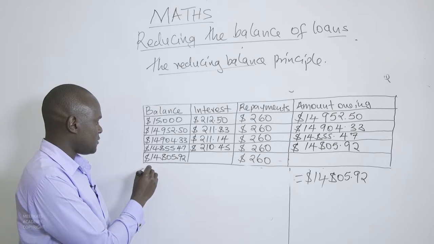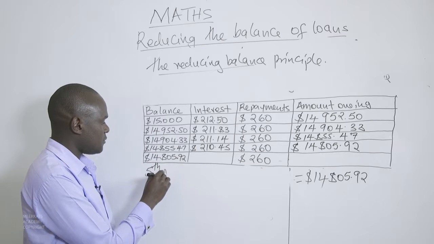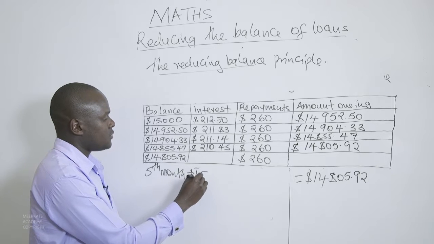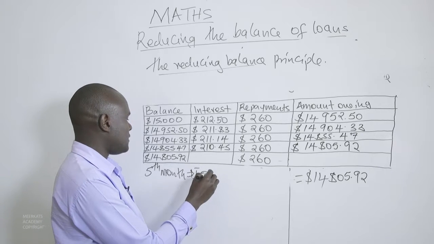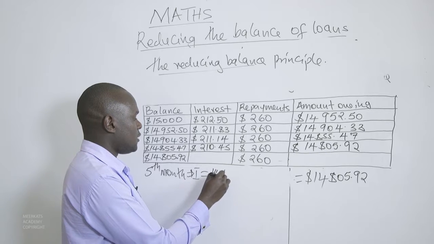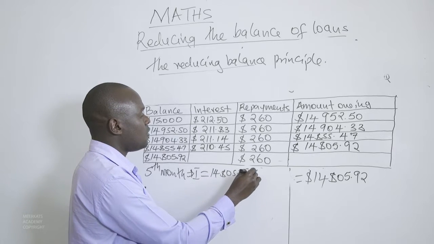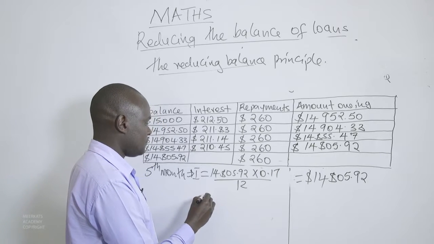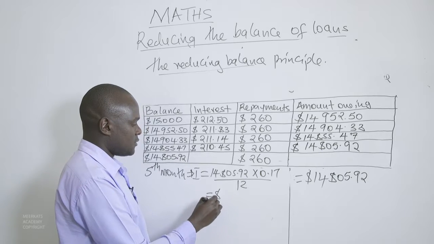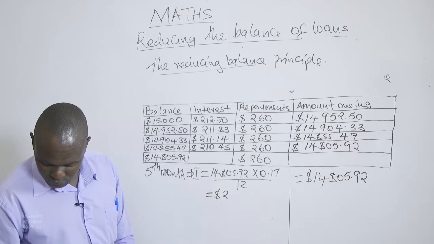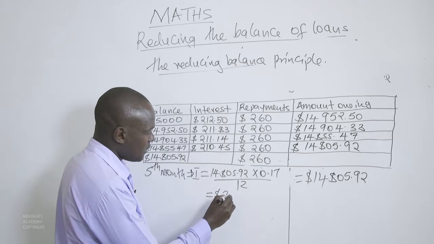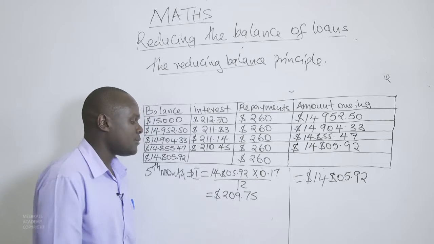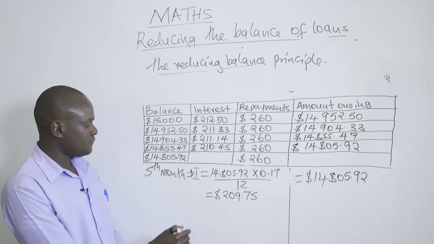And this will give us our interest, which will be equal to the balance, which is 14,805.92. We multiply by the rates, which are constant, then we divide by 12 months. This gives us an interest of 209.75. You can confirm these figures using your calculator.